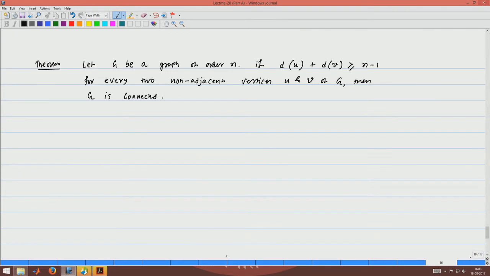Okay. So, this says that G is a graph of order n, it has n vertices. If the degree sum of two non-adjacent vertices u and v is greater than or equal to n minus 1, then the graph is a connected graph. Okay. So, let us prove this theorem.